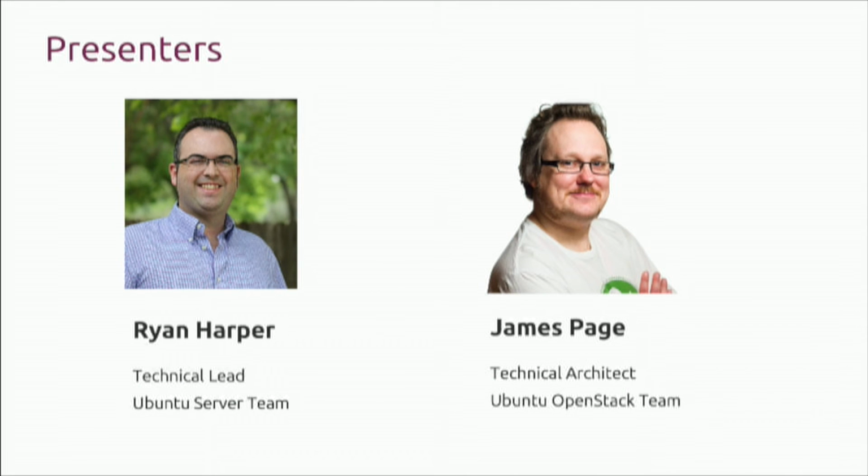So just a quick introduction as to who I am and who my colleague Ryan is. My name's James Page. I'm technical architect of the Ubuntu OpenStack team. I've been with Canonical for about 4.5 years now, but I've been deploying and working with open source technologies for about 15 years in fairly large enterprises before Canonical. I lead the team who's responsible for all of the packaging that you use for Ubuntu OpenStack and for all of the charms that we deliver for deploying OpenStack using our Juju service orchestration tool.